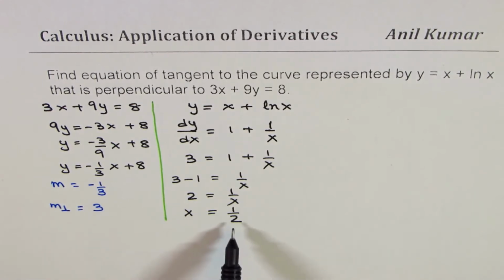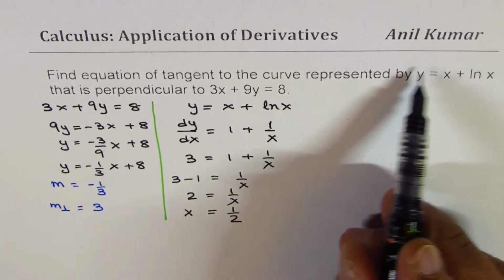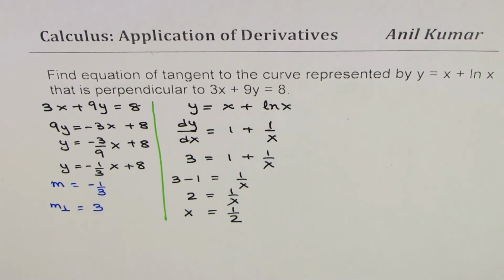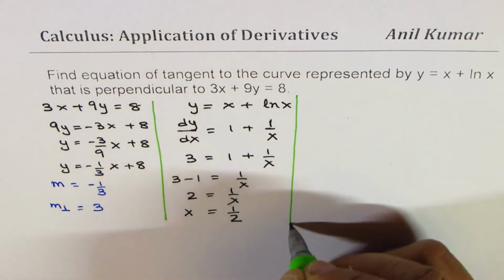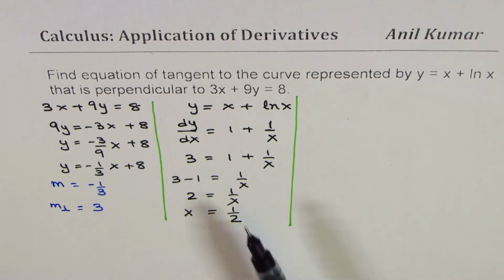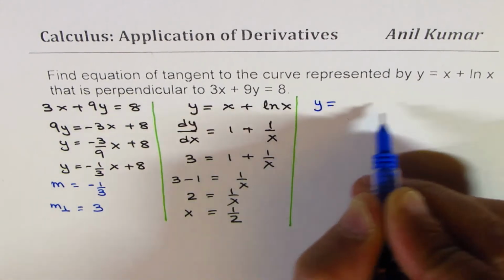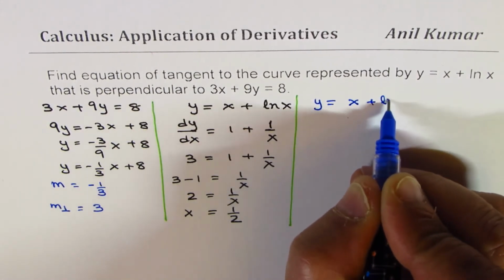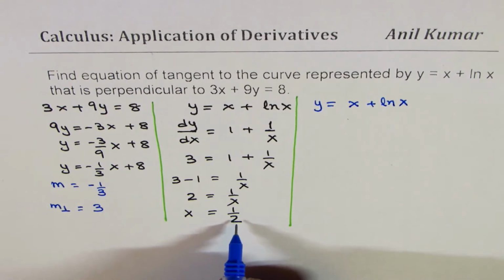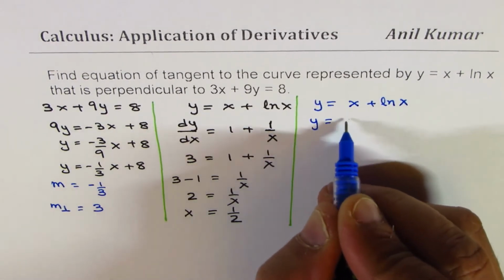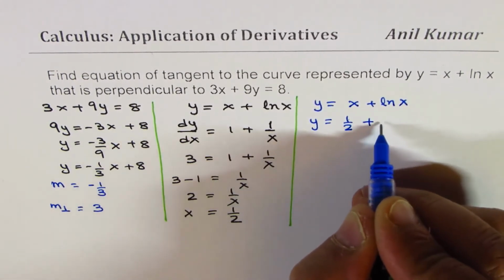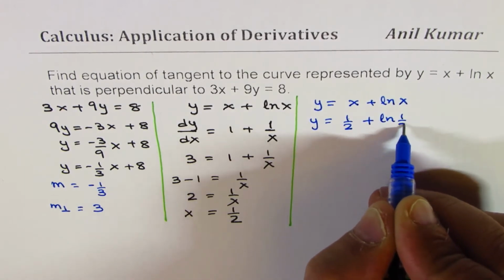Now if x is 1/2, then what is the point on this particular curve? Now let's calculate that. So we got the x coordinate, correct? The y coordinate we can calculate. y = x + ln x. Let's substitute 1/2. So we get y = 1/2 + ln(1/2).